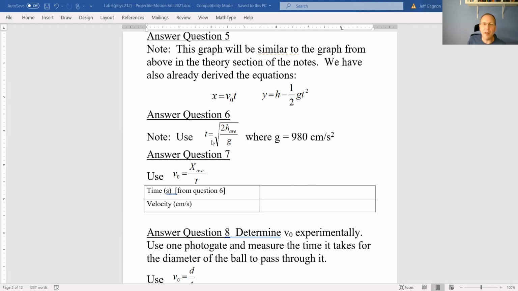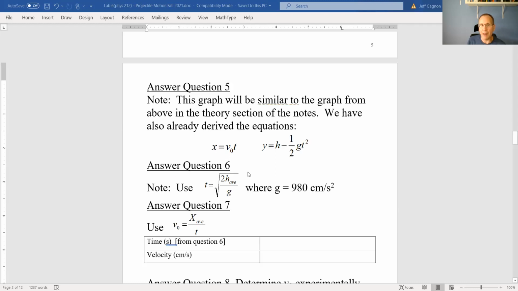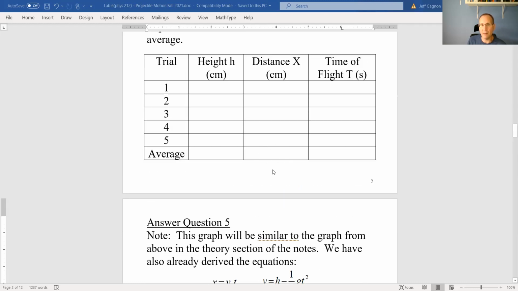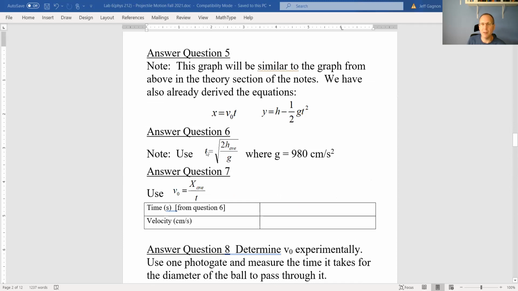And now that we know the time of flight of the ball, we can calculate the horizontal velocity, which is V naught, that the ball left the gun at. It's simply going to be the displacement, which is the X average that you got in your table here, divided by the time of flight you got from question 6. And that will be the velocity of the ball when it leaves the gun. And we know that it has to be true because it's the horizontal velocity of the ball. In this case, we're just launching it horizontally. This is that special case. And this is what we're going to call our predicted or accepted velocity, this calculation from question 7.